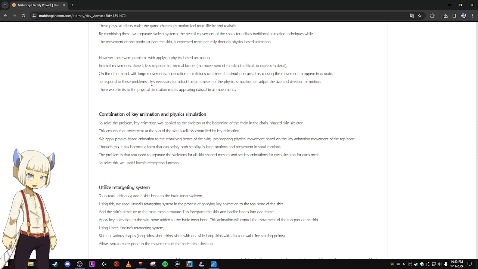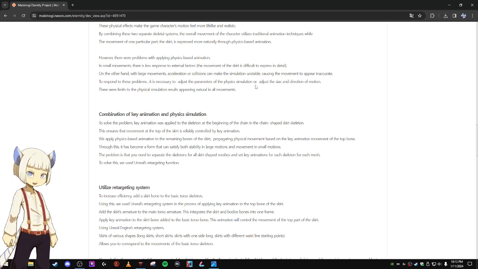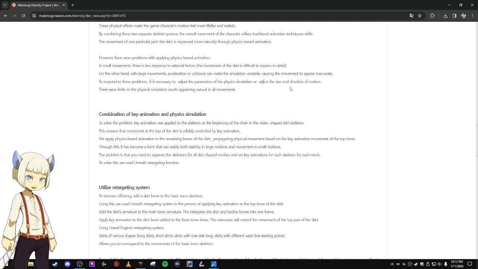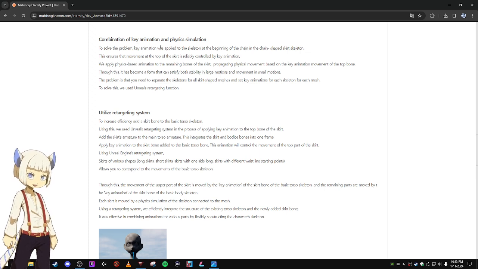To respond to these problems, it is necessary to adjust the parameters of the physics simulation or adjust the size and direction of motion. There were limits to the physical simulation results appearing natural in all movements. Combination of key animation and physics simulation.